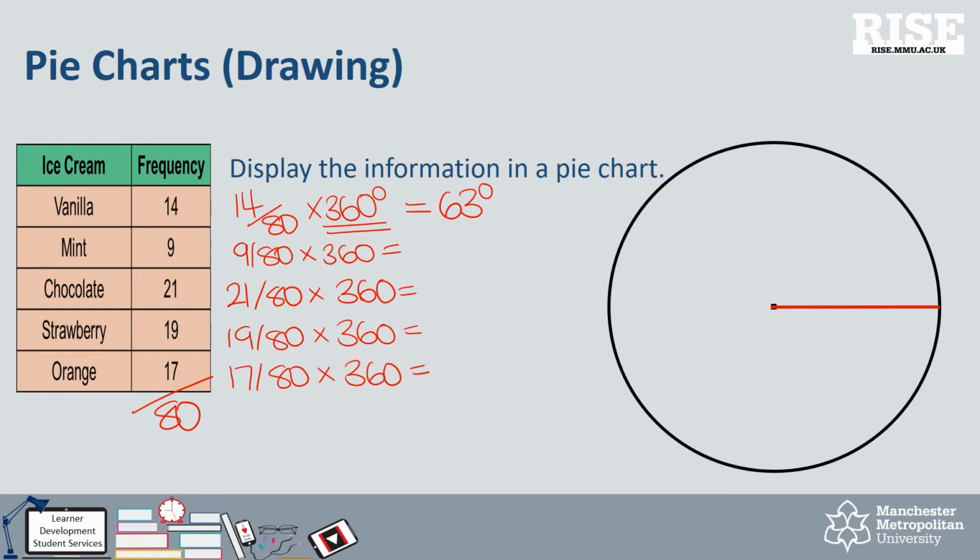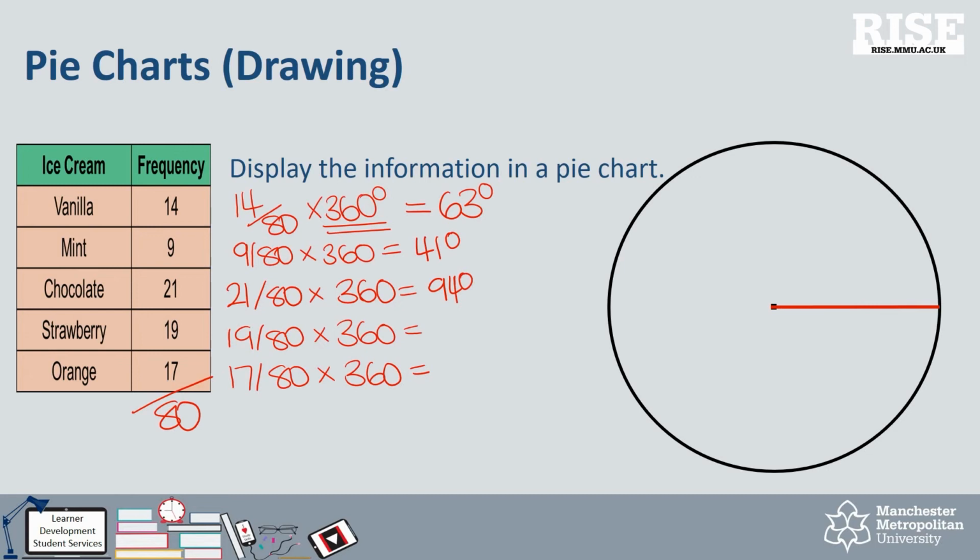So you have your frequency over the total frequency and times by 360 degrees to get the angle that you would need for each section. It's always times by 360 because the full turn in the pie chart never changes. Here I get 40.5 degrees for mint, which I'm going to round up to 41 degrees. For the chocolate, I have 94.5 degrees, which I'm going to round down to 94 to complement the fact that I've rounded the second one up.